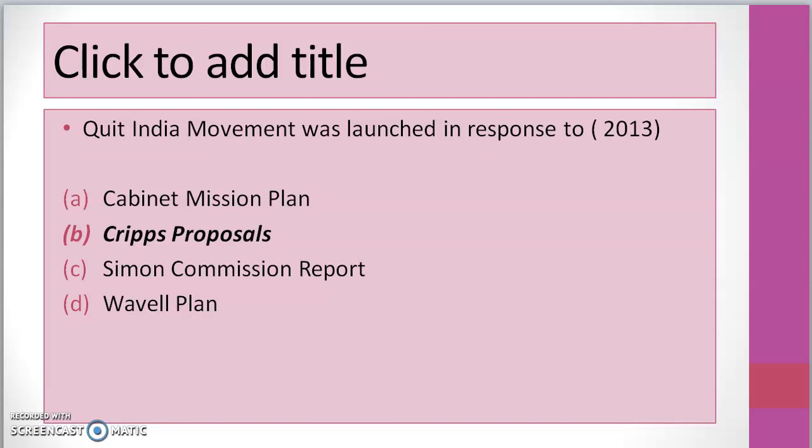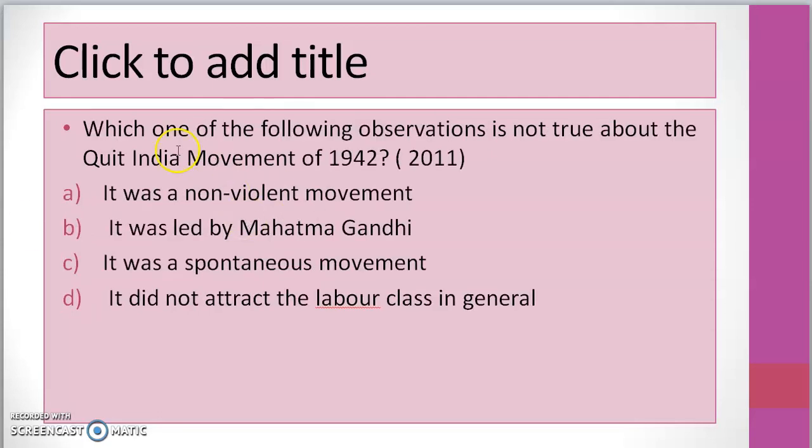Now let's look at the next question. Which of the following observations is not true about the Quit India movement of 1942? And this was asked in 2011. The options are A. It was a non-violent movement. B. It was led by Mahatma Gandhi. C. It was a spontaneous movement. And D. It did not attract the labor class in general.